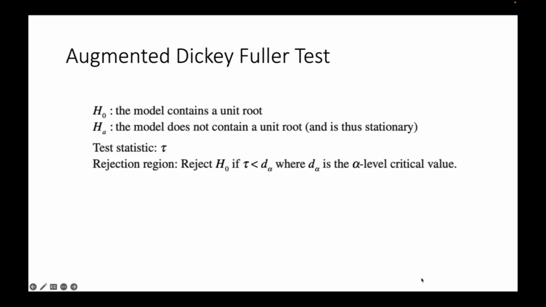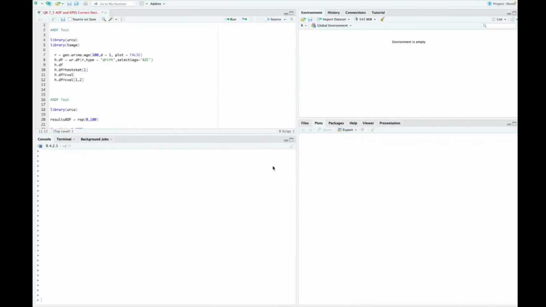In order to perform this test, we'll generate a test statistic tau from the data, and the rejection region will be that we will reject H0 if tau is less than our critical value, which we'll call D sub alpha here. We will show in the code how to find the test statistic and how to find the critical value so we can make this decision. So we'll do that right now through an example.